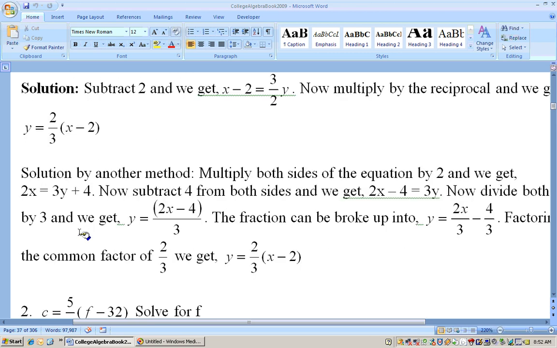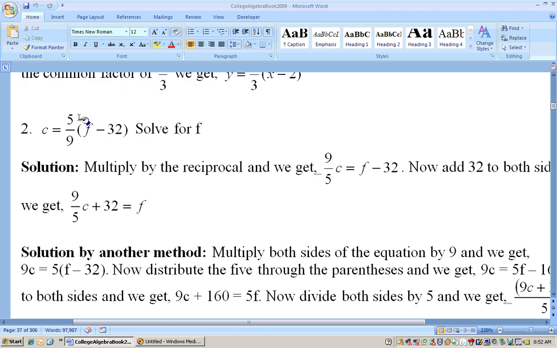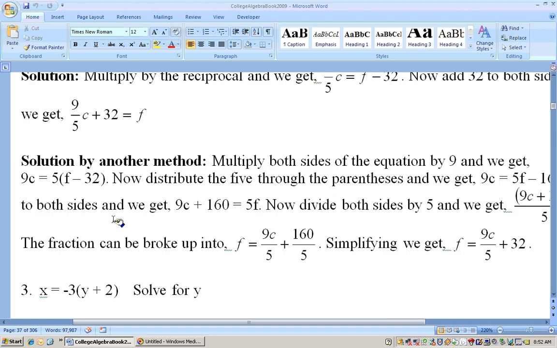minus 2. On this problem, since the 5/9 is times the whole side, I can't add the 32 right off the bat because it's affected by the 5/9. So I could multiply by the reciprocal right off the bat, multiply by 9/5 on both sides, and I'll get 9/5 c equals, the 9/5 cancels out the 5/9, and I just get f minus 32. Now just add 32 to both sides, and you have your answer.